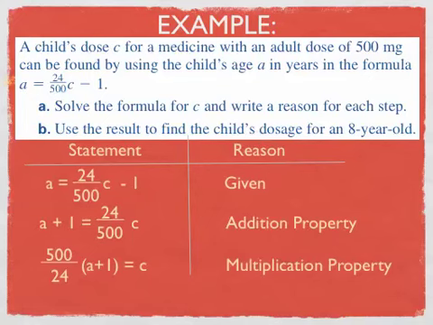Now for part B, it asks me to use the result to find the child's dosage for an 8-year-old. To do that, I'm going to plug in 8 for A. 8 plus 1 is 9, so I need to do 500 over 24 times 9. And when you do that, you get 187.5 grams.